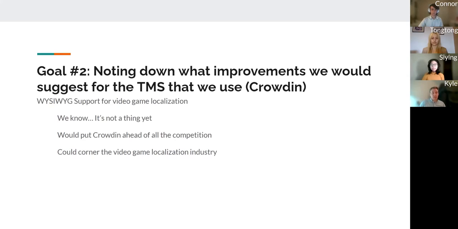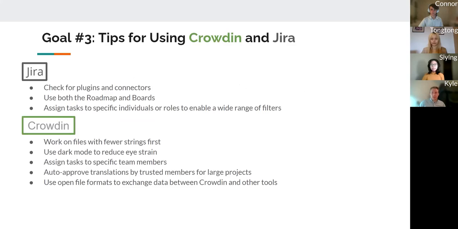Our second suggestion is to add WYSIWYG, or what you see is what you get, translation functionality for video games. While we recognize this technology is still an undiscovered holy grail of sorts in the localization industry, it would benefit Crowdin to develop this by allowing their platform to take over an ever-growing corner of the market. Now we'll turn the time over to Connor for tips and tricks in using Crowdin and Jira.